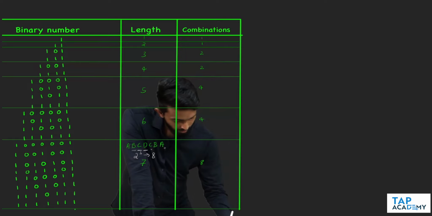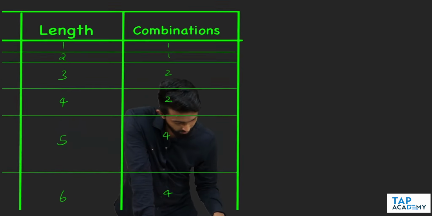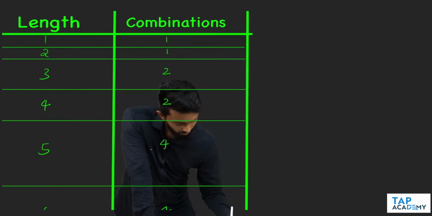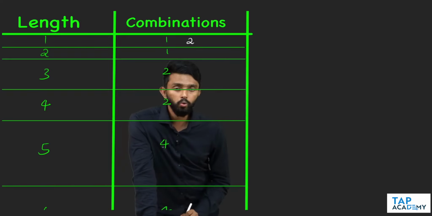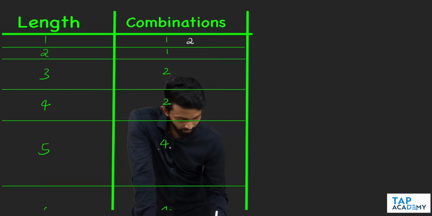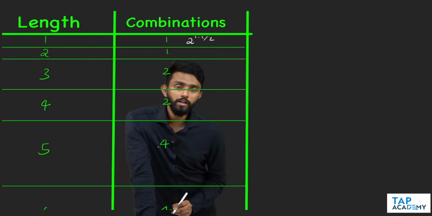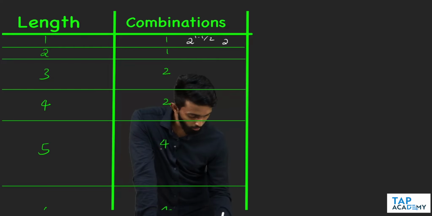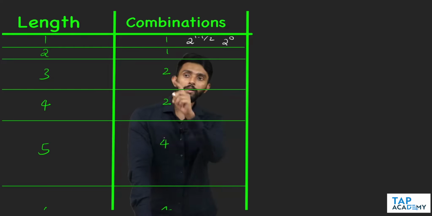See, I'm just writing it here for you. Would you agree that this can be written as 2 to the power, what is the length? Length is 1, 1 minus 1 divided by 2. 1 minus 1 is 0. 0 divided by 2 is 2 to the power 0, which is nothing but 1.